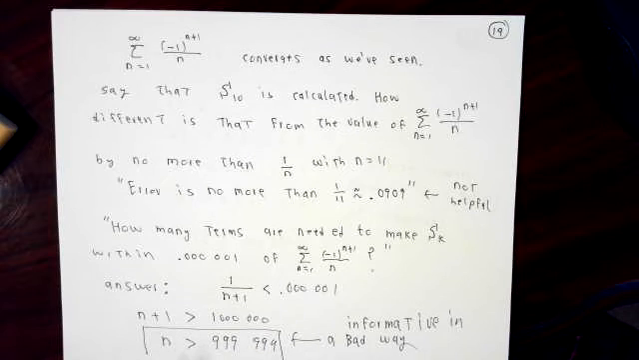Multiply both sides by n plus 1, divide both sides by 1 millionth, subtract 1, and you'll find out that n has to be at least 999,999. This is informative, but in a bad way. This tells me that if I want to approximate the value of this infinite series by a partial sum, I'm going to need a huge amount of terms to do it. It's probably not practical to do that, at least not without a computer.